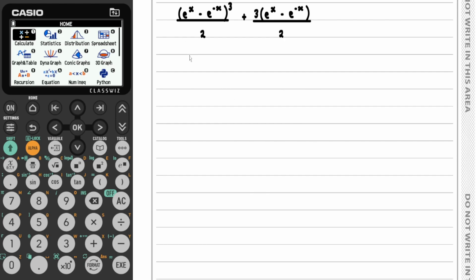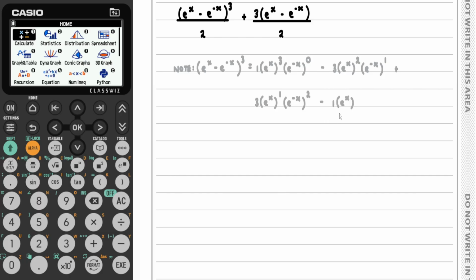Now we can use the binomial expansion to work out (e to the x subtract e to the negative x) cubed. In doing so, we have 1 times e to the x cubed times e to the negative x to the 0, subtract 3 multiplied by e to the x squared multiplied by e to the negative x to the 1, plus 3 times e to the x to the 1, e to the negative x squared, subtract 1 times e to the x to the 0 times e to the negative x cubed.